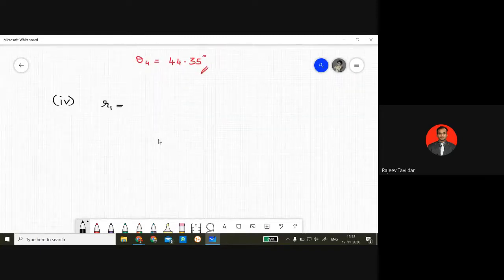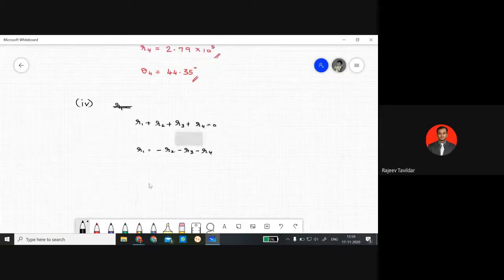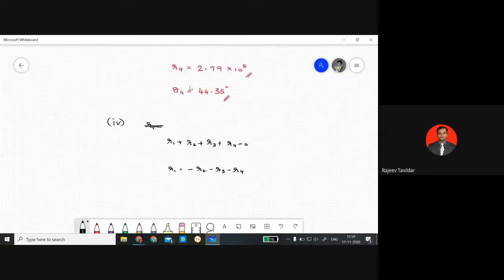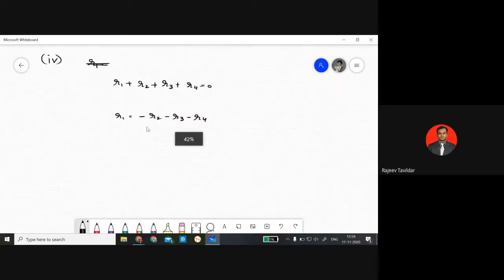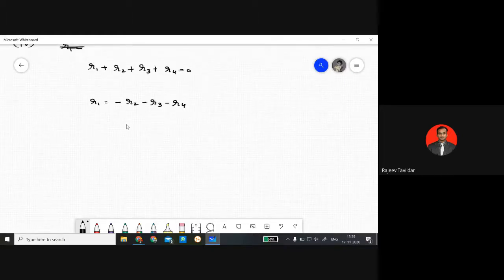So what we had is, I'll write down here. As per that, we have the loop closure equation in vector notation: R1 plus R2 plus R3 plus R4 equal to 0. So I'll get R1 equal to minus R2 minus R3 minus R4. Now do not substitute the values of R2, R3 and R4 directly here. Remember, what I've written is in vector notation. I still need to solve this as per the polar notation only.